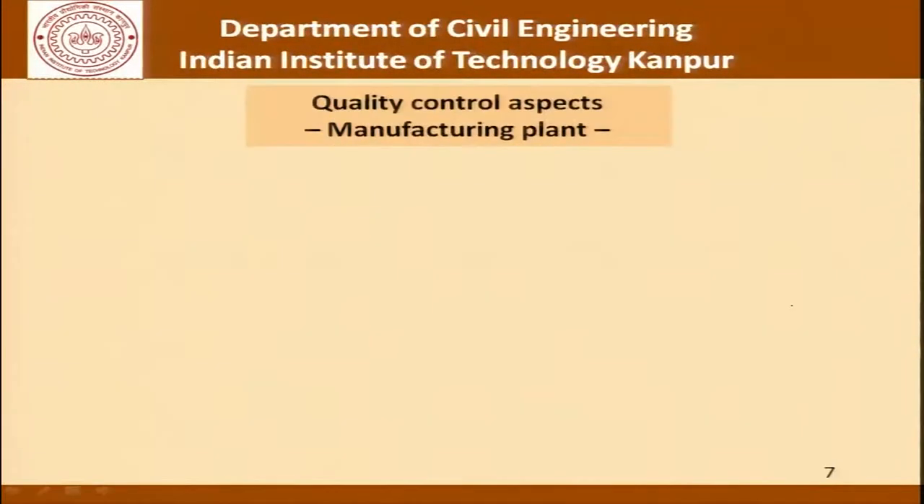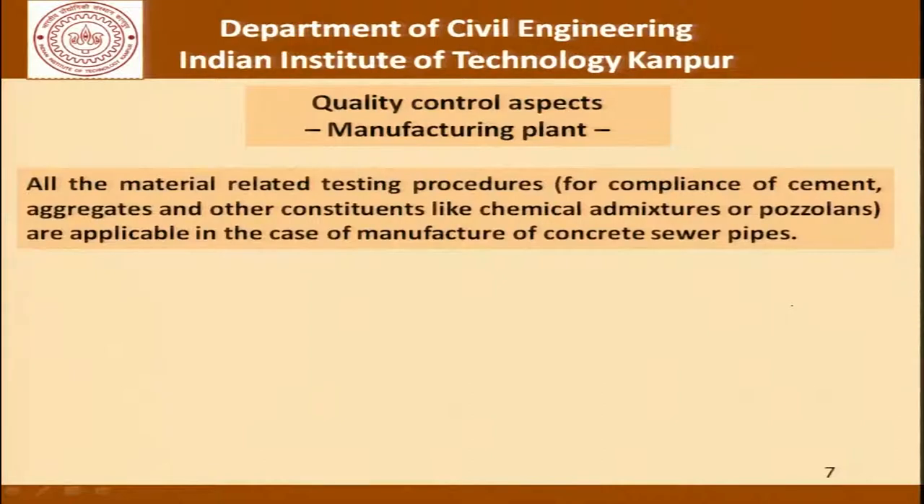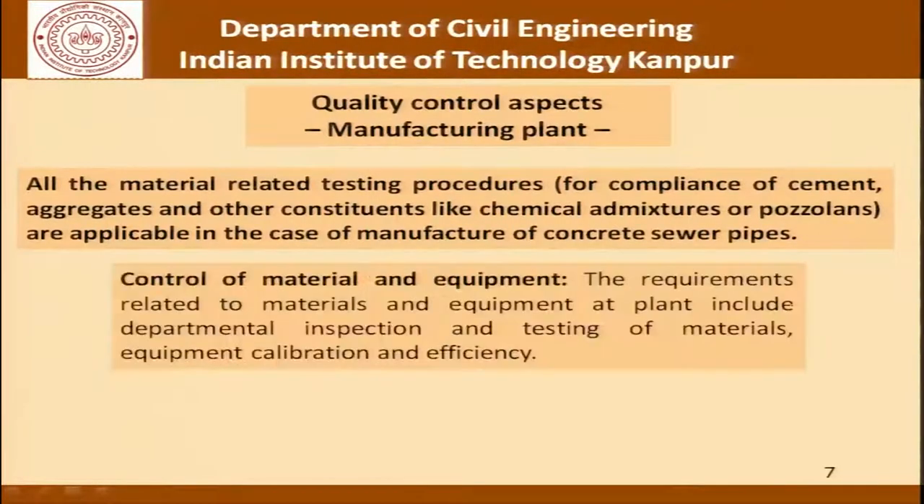Now coming to quality control at the manufacturing plant, all the material related testing procedures, for example, compliance of cement, aggregates and other constituents like chemical admixtures or pozzolans, are applicable in the case of manufacture of concrete sewer pipes. As far as control of material and equipment is concerned, the requirements related to the materials and equipment at plant include departmental inspection and testing of materials, equipment calibration and efficiency.